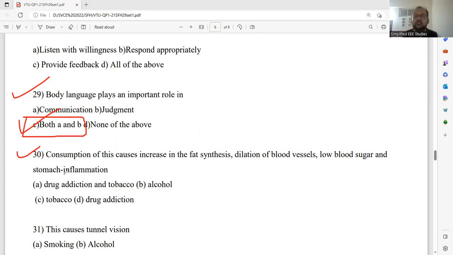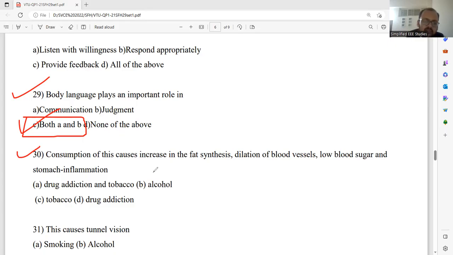Anyway, I can agree that the first option is correct. Alcohol consumption, that is also supportive of this particular statement. Tobacco, drug addiction. So which could be the right answer? 30. C. Consumption of this causes increase in fat synthesis, dilation of blood vessels, low blood sugar. Of course, we cannot say anything about drug addiction and tobacco.